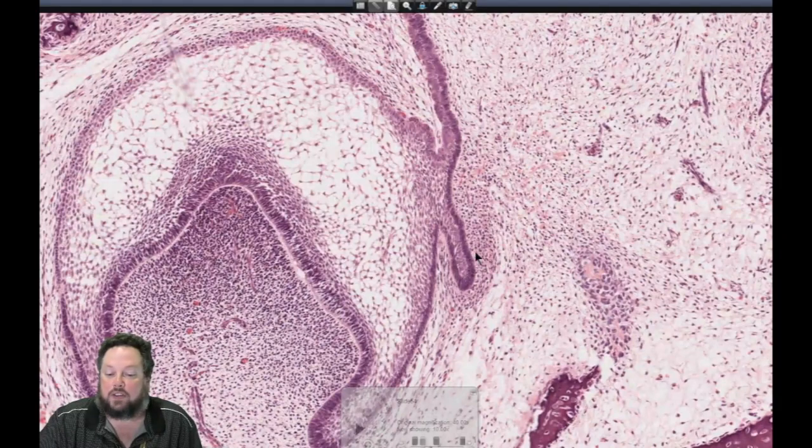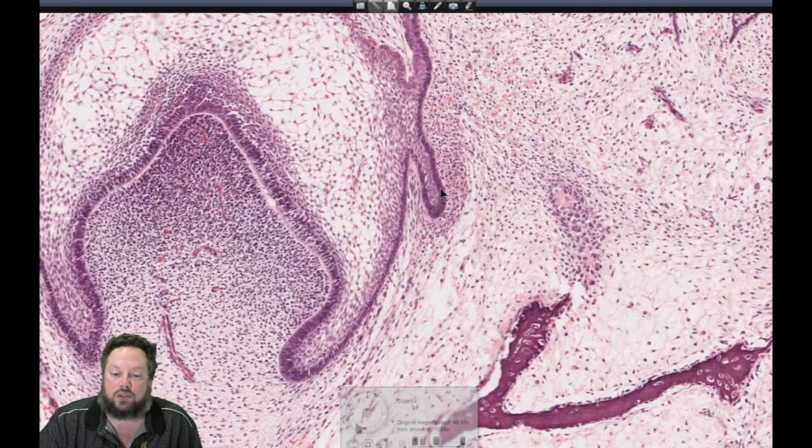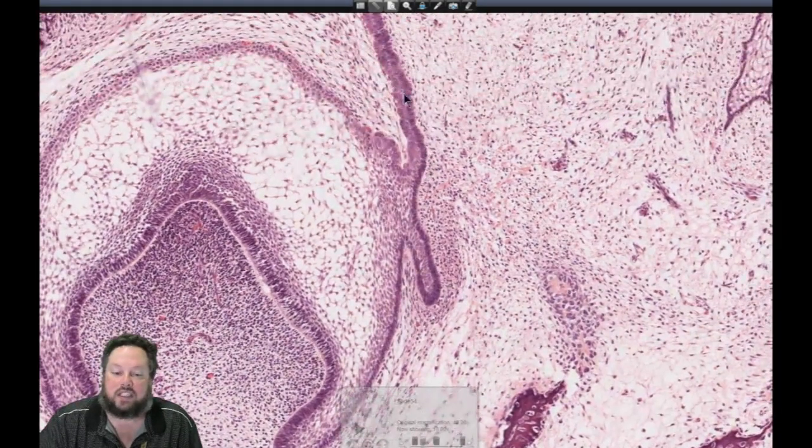Right, so I was talking about this here. This is the permanent tooth bud. It's a downward extension of this dental lamina.